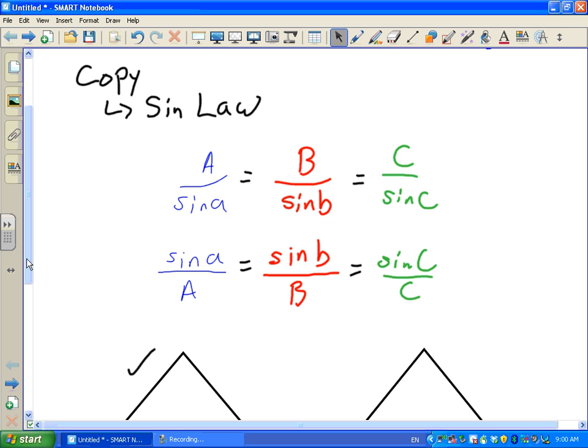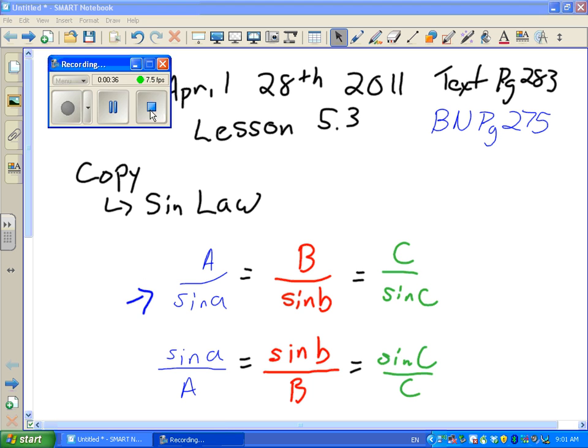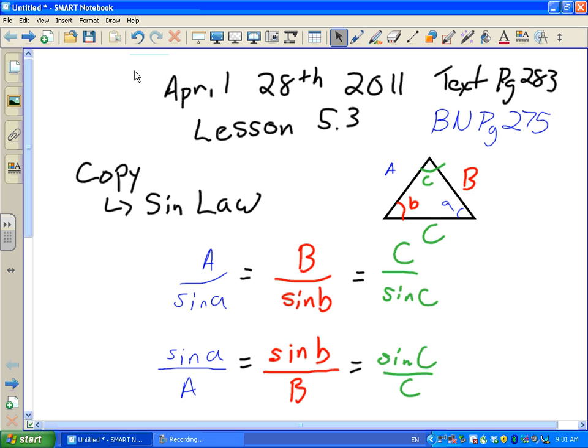So, sine law can be written two different ways. Okay? We have our side on the top and our angles on the bottom. Actually, I better draw a triangle to make sense. All right, to make sense of this, we have this triangle here I just created on the side.